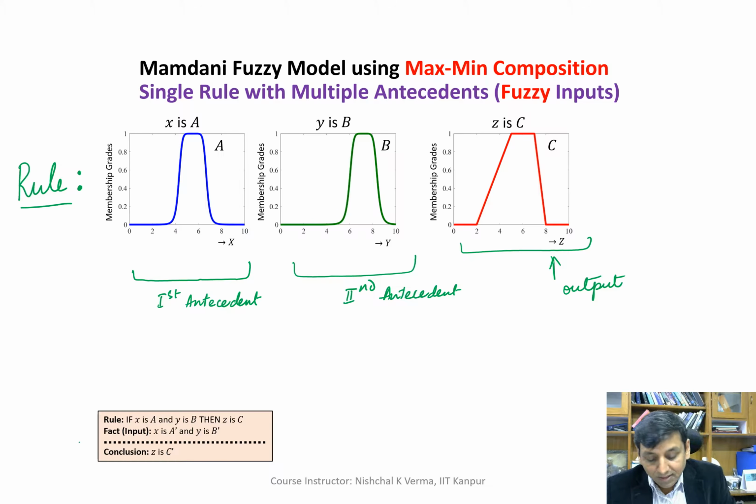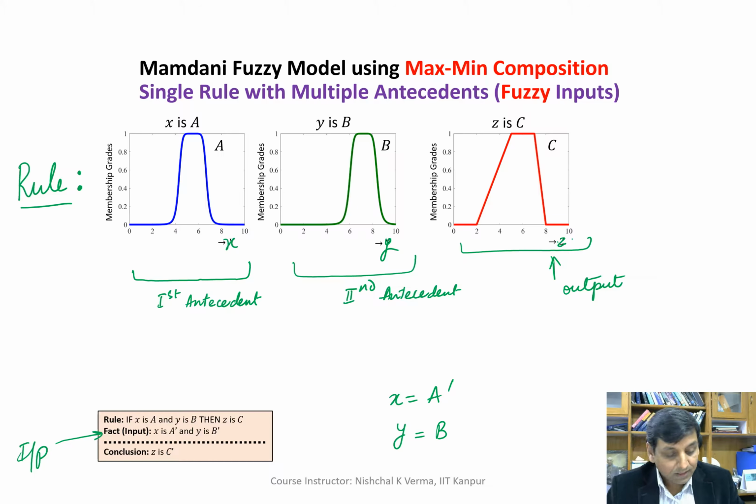So we call this the fact here. Let us apply the input X and Y, and let us apply fuzzy inputs. When we say fuzzy inputs, it means we give the fuzzy value, and we all know that a fuzzy value means a fuzzy set. So let us give X is equal to A dash, Y is equal to B dash, small x, small y, small z.